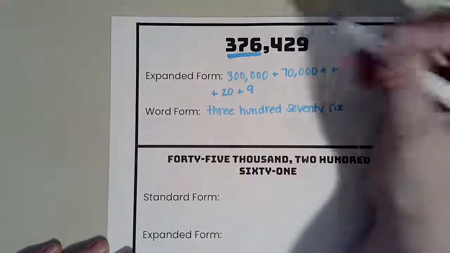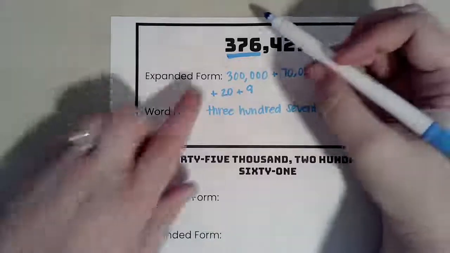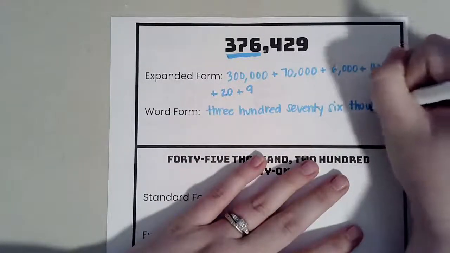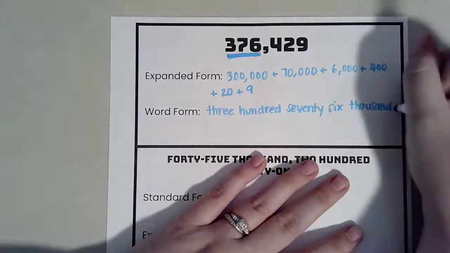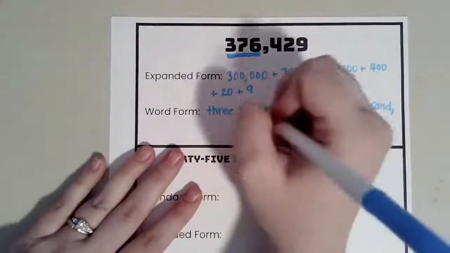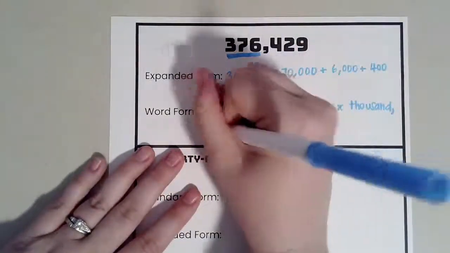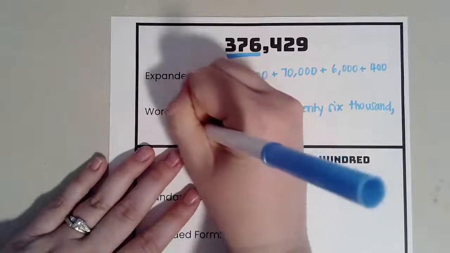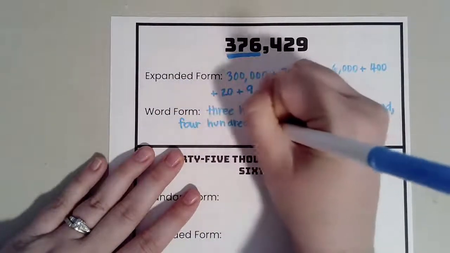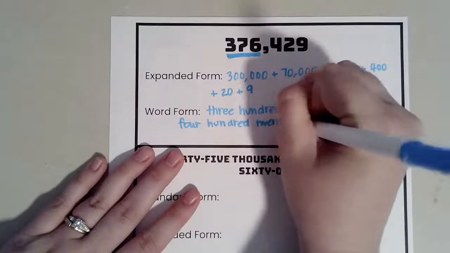376. And then we have our comma, and this is the thousands period. So it's 376,000. And remember, we're going to put that comma just like we would if we were writing the number, 376,000. And then let's read our second number, 429. So 429.